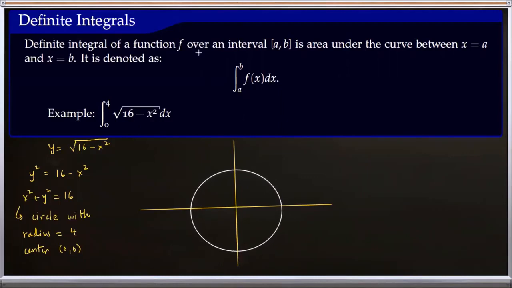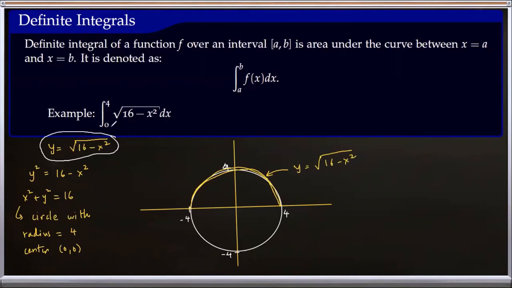Let's say this is the circle we want. So we have 4 over here, since the radius is 4, 4 over here, negative 4 here, and negative 4 here. Now, since the function is y equals square root of 16 minus x squared, we are actually looking at just the upper half of the circle. So we are just looking at this part of the circle, this upper half of the circle. So this is our function y equals square root of 16 minus x squared.